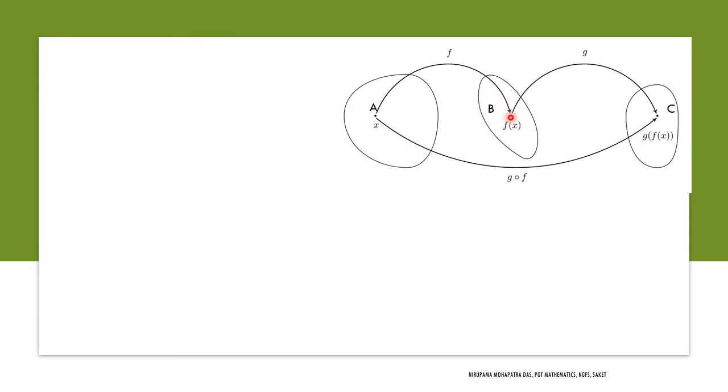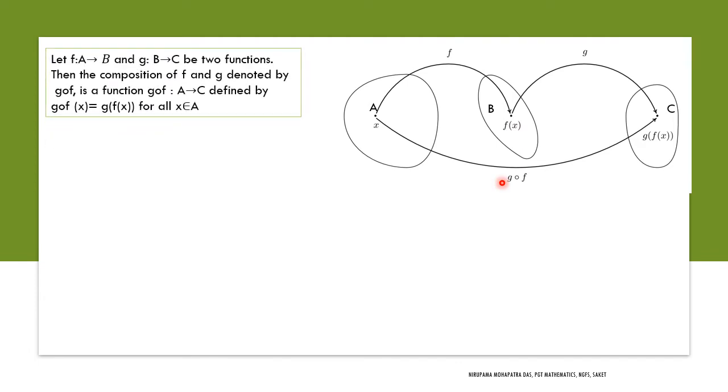Similarly, when g is a function from B to C, for every y belongs to B, g(y) equal to z. So y equal to f(x), z equal to g(y). It means z equal to g(f(x)). So this g(f(x)) is our composition, right? So we write it like this, g of f.